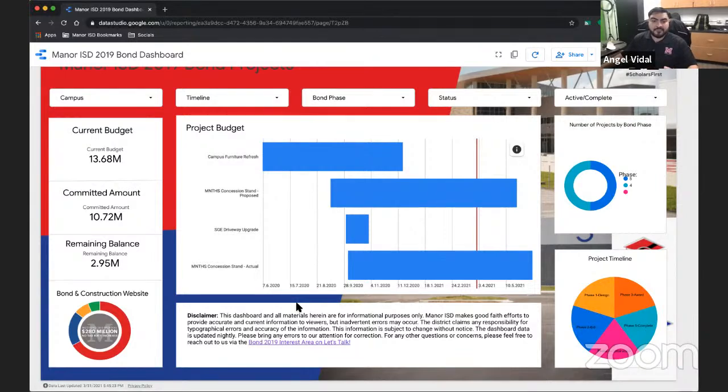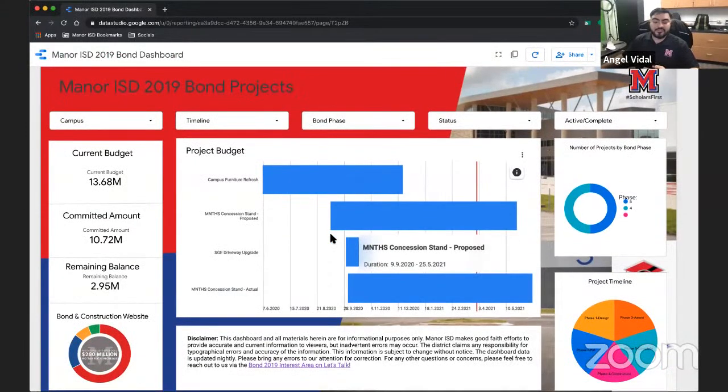We're making a good faith effort to provide accurate and current information to all viewers about the information that is present on this dashboard with regard to all bond and construction projects. So as you can see here, simply you can hover over each section of this. In this case, this is the campus furniture refresh project that underwent earlier this year. So all of the campuses in Maynard ISD had a campus furniture refresh. Here we also have the Maynard New Tech High School, that is what those initials stand for, MNTHS concession stand.